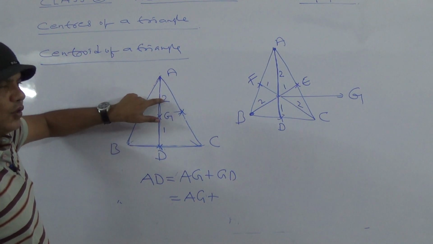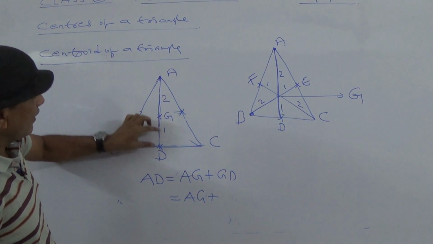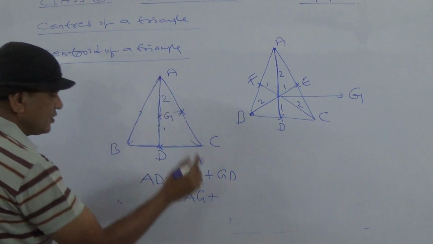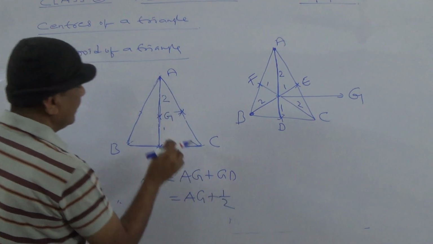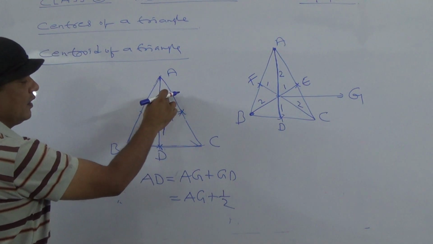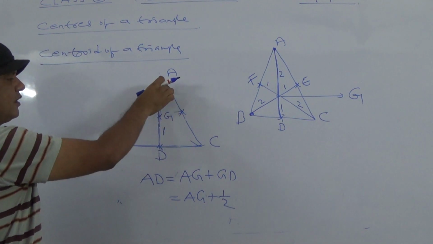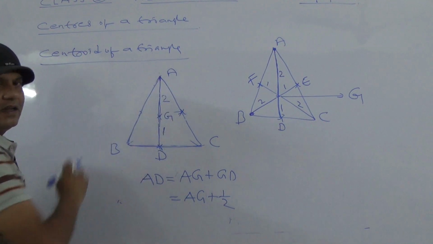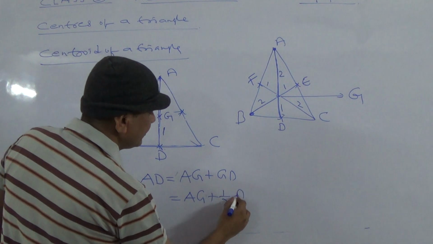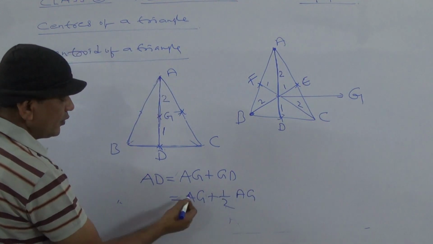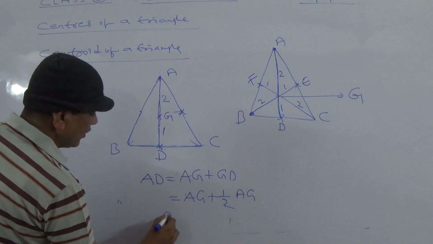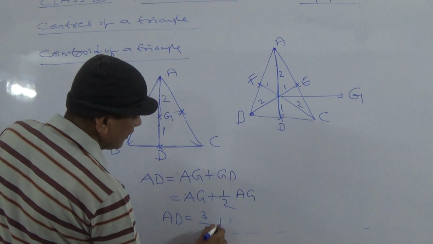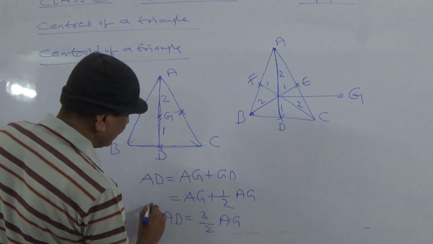అంటే ఇది 1, ఇది 2. This length is half of the length of this one. అంటే ఇది ఇందులో half. That is equal to half of ఇది 1, ఇది 2. That means this length GD is half of AG. And AD is equal to 2 AG plus 1 AG, that is 3 AG, so AD is equal to 3 by 2 times of AG.